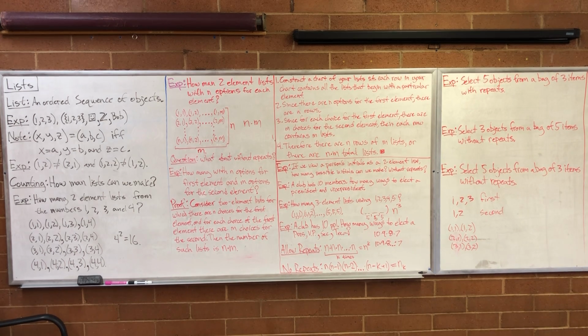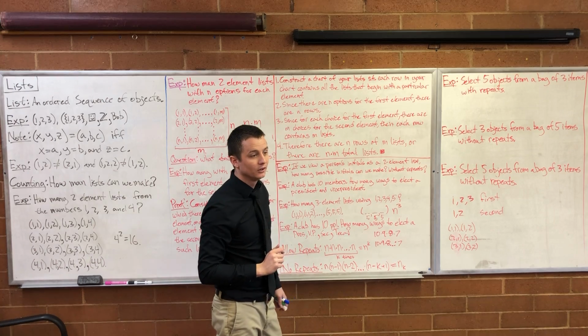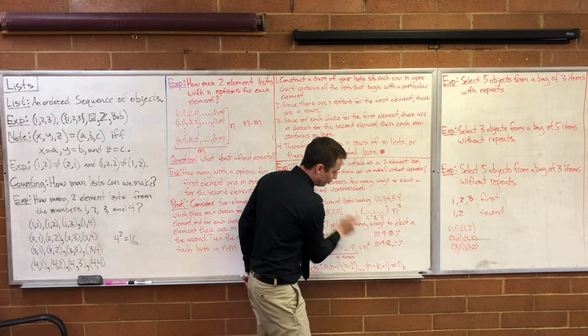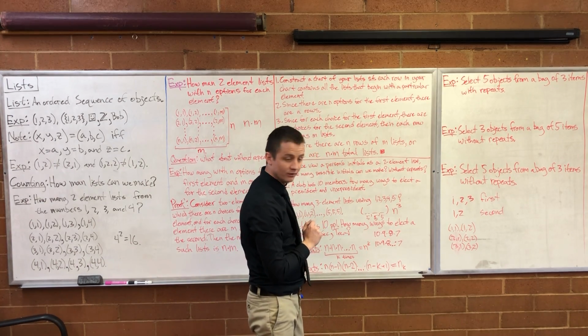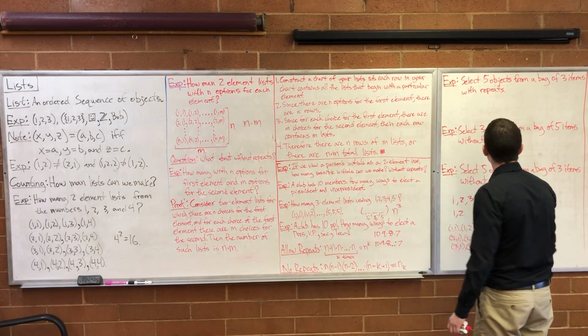We have n objects that we're choosing k times. We have 3 items in a bag that we're choosing 5 times. 3 to the 5. Make sense? Let's do another example.